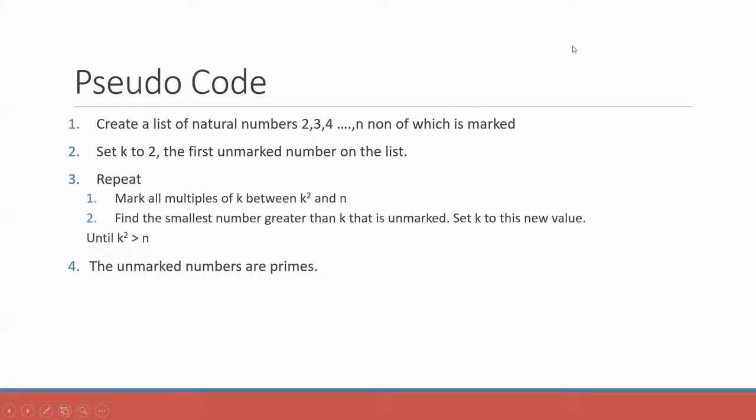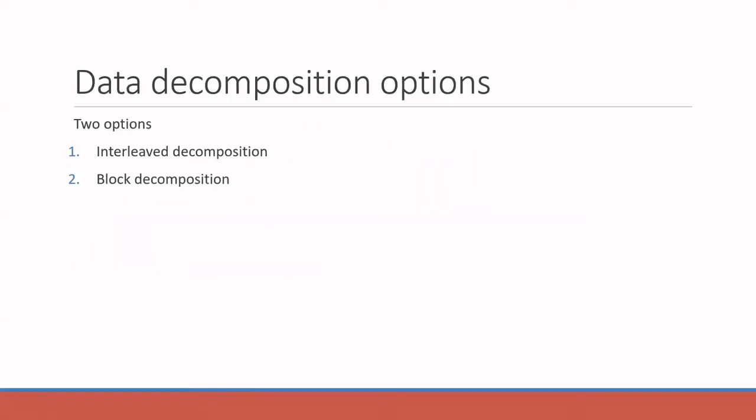This is the pseudocode for sieve of Eratosthenes. First, we'll create a list of natural numbers from 2 to n, none of which is marked at the start. Set k to 2, the first unmarked number. We will repeat marking all the multiples of k between k square and n. Find the smallest number greater than k which is unmarked. This will be the new k. This has to be repeated until k square is greater than the value n. After this pseudocode is executed, the final unmarked numbers are all primes.